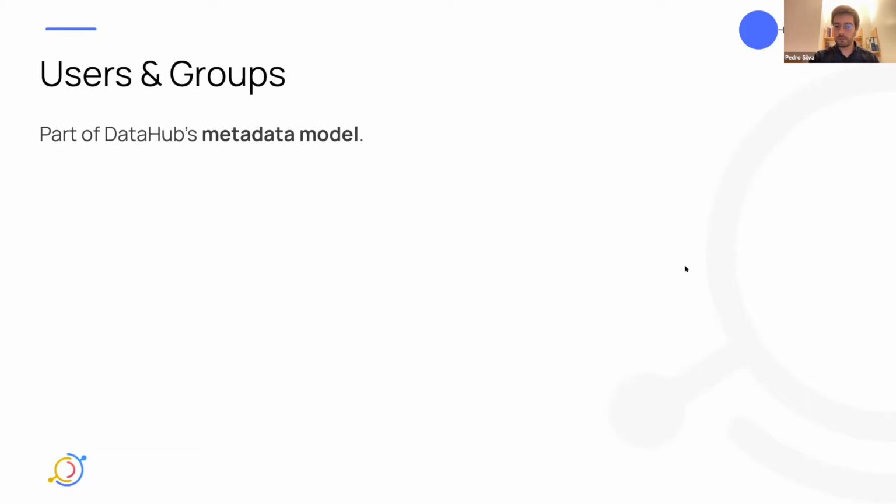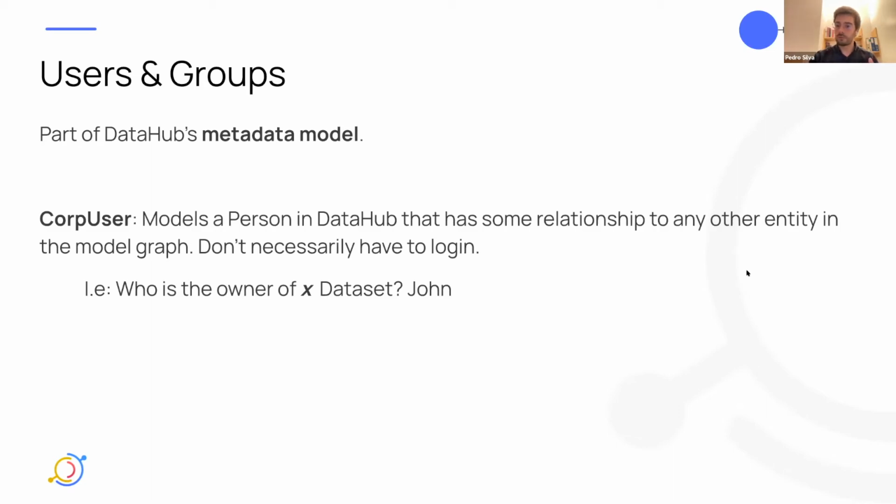So with that in mind, let's first look into users and groups. These are part of the metadata model, and there are 2 instances. One is a corporate user, which essentially models who a person is and what they are doing in relation to other aspects, or other entities, I should say, in DataHub. So you're just modeling a person.